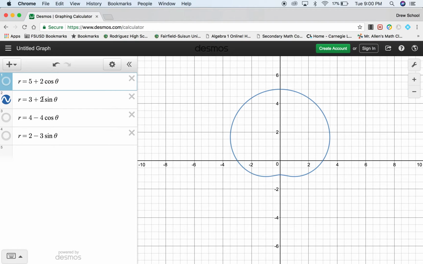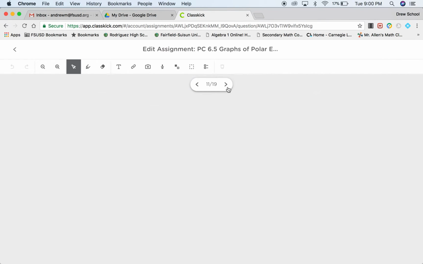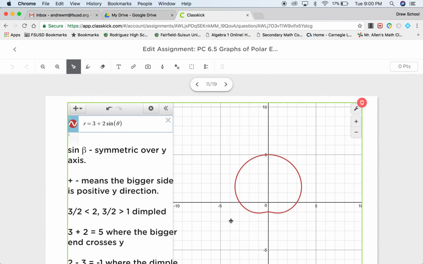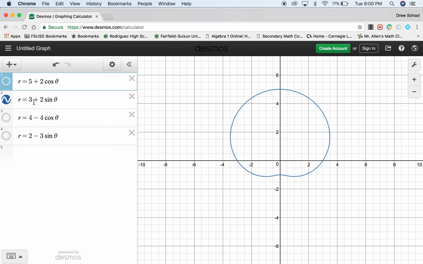When A divided by B is in between 1 and 2, we have something that's called a dimple. So here you can notice we have a little dimple. Again, we have plus, so the majority of the graph is going to be in the positive. Since it's sine, it's symmetrical over the y-axis. A plus B is 5, so the bigger part intersects at 5. 3 minus 2 is 1, so the dimple is at 1.